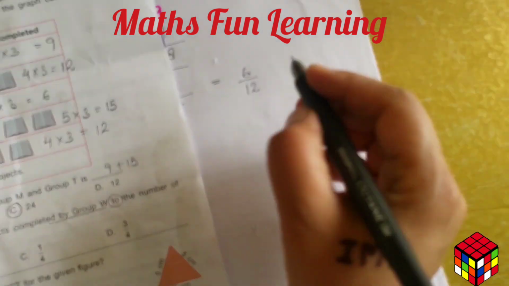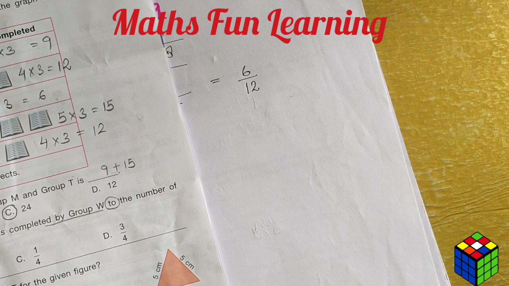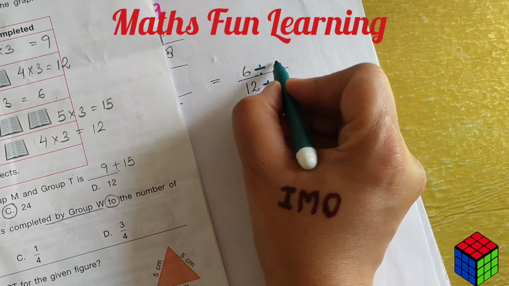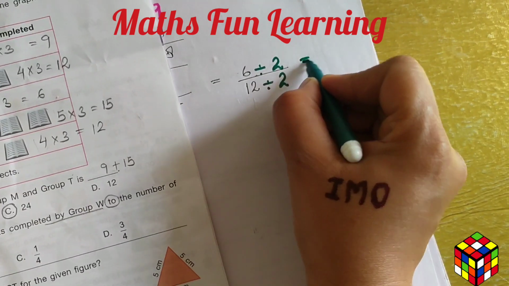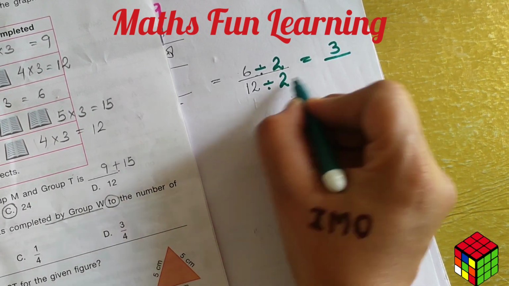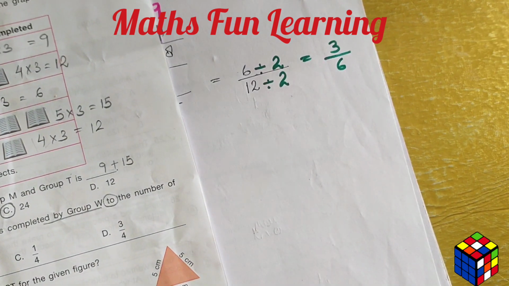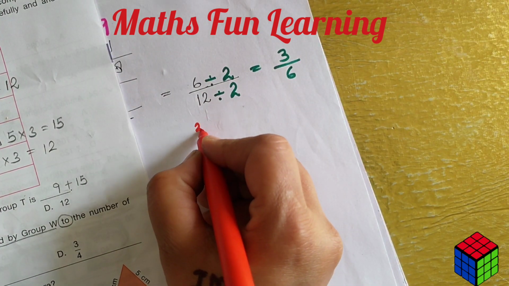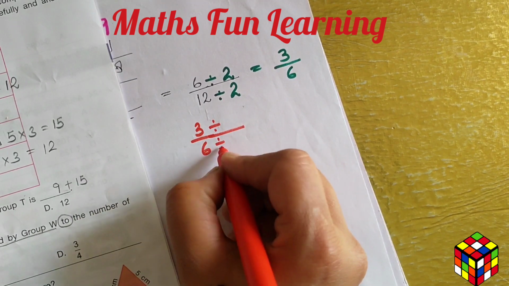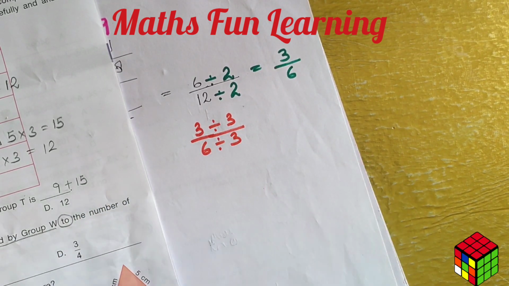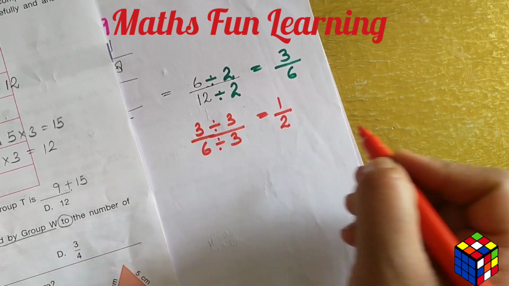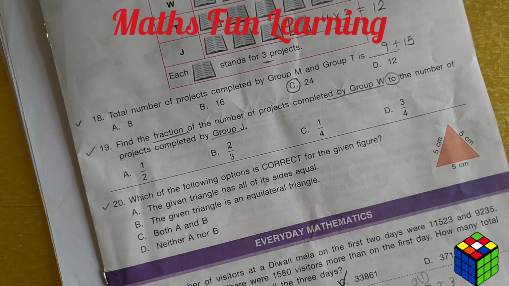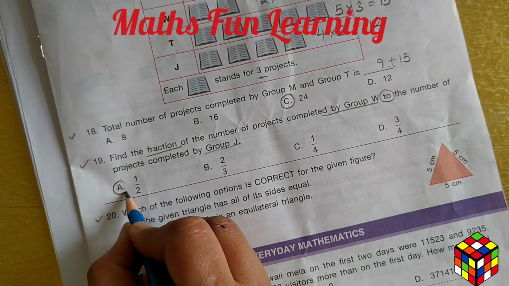But here you can see both the numbers are even and it can be divided further. So just try to divide these numbers. These are even numbers, so they can be divided by 2. Okay. So what is our answer? 2 times 3 is 6 and 2 times 6 is 12. And it can be divided further. Yes, it is divisible. So I'm going to write here, this can be divided by the table of 3. 1 and 2. So the answer is half. 1 by 2. Now the answer of this is A.